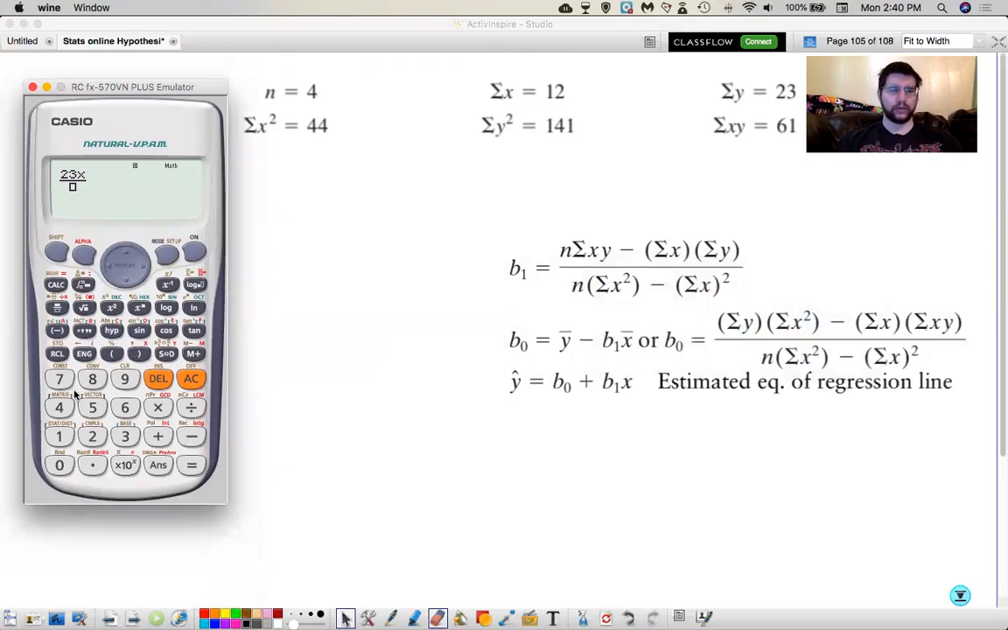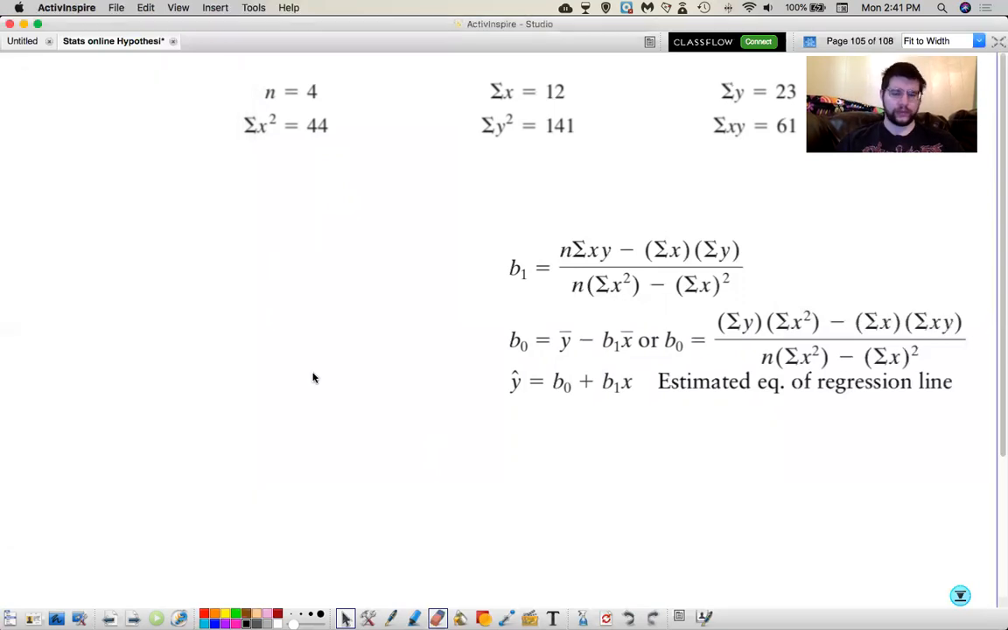Times sum of x squared is 44, minus sum of x, 12, times sum of xy, 61. Except for the numerator. For the denominator, I have n is 4, times sum of x squared, minus sum of x squared. Let's see, this is supposed to be B naught. This should be 8.75. Oh yeah, there it is. So there's B naught.